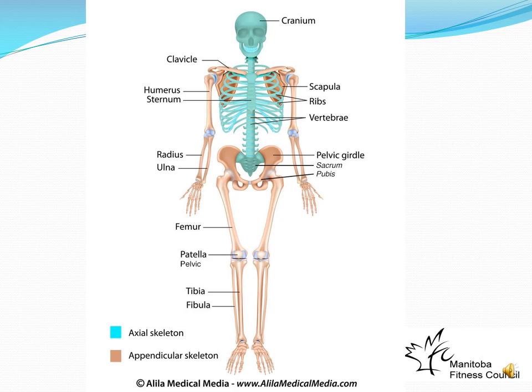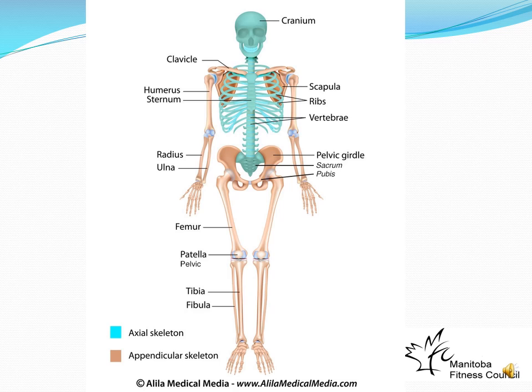Then we will have our spine, and the name for the bones of the spine are our vertebra. It's pluralized here to vertebrae. Vertebra is one, vertebrae is multiple bones of the spine. Then if we go into our arm, our upper arm bone is called our humerus.